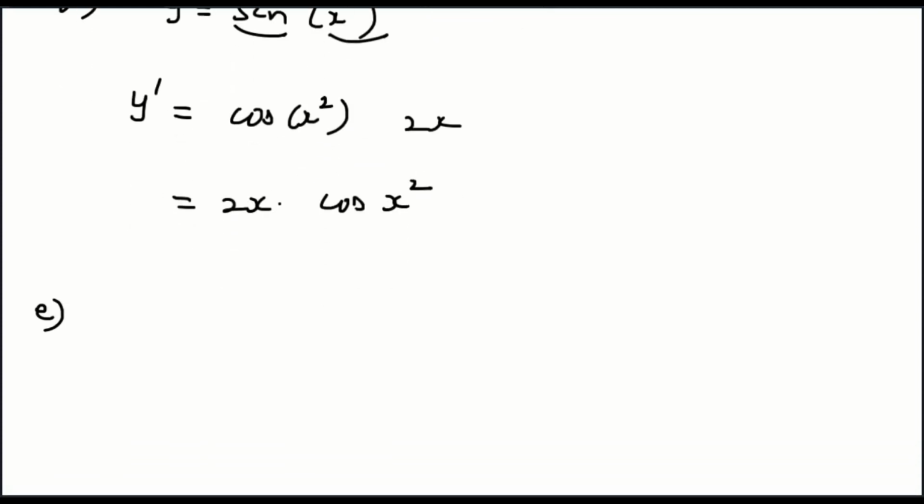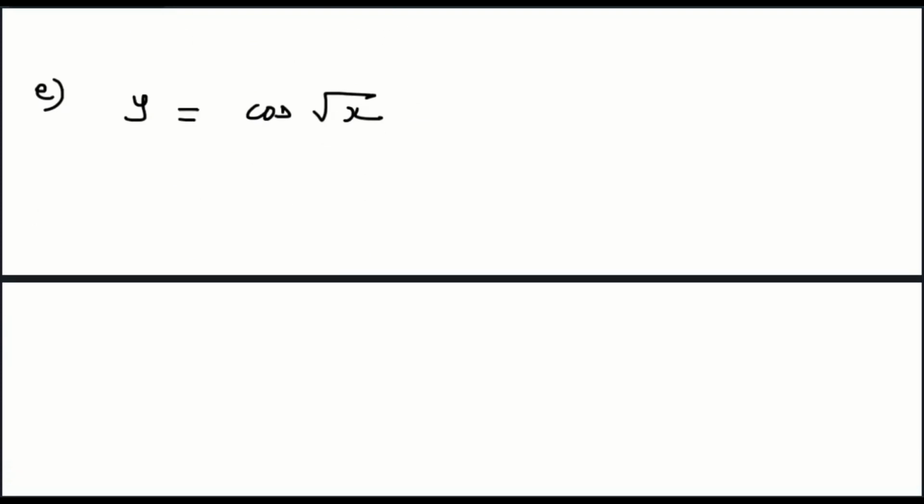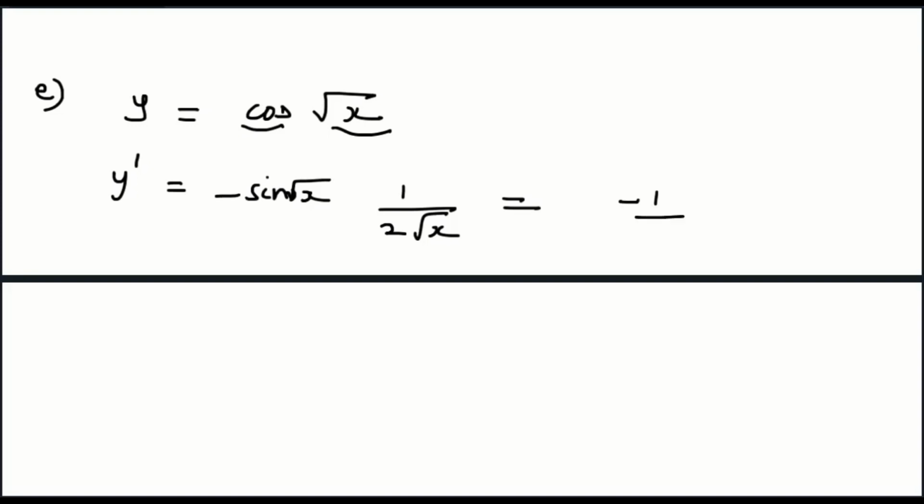Similarly, let me move on to the next sum. Differentiate y is equal to cos of root x. So y dash, differential of cos is negative sine root x. Differential of root x is 1 by 2 root x. So this can be written as minus 1 by 2 root x into sine of root x.